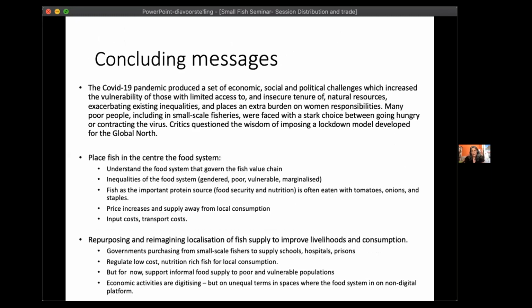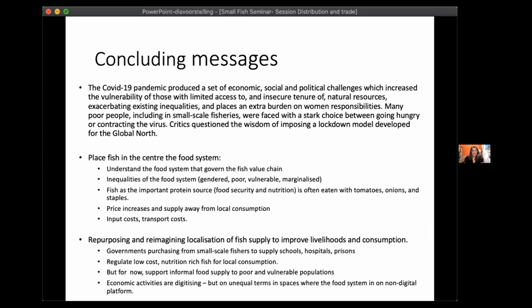Next slide, please. So this is my last slide, and I think there are many more findings that I could add to it, but basically I think that the COVID pandemic definitely produced economic, social, and political challenges, which increased the vulnerability of those with limited access to and insecure tenure in terms of natural resources.